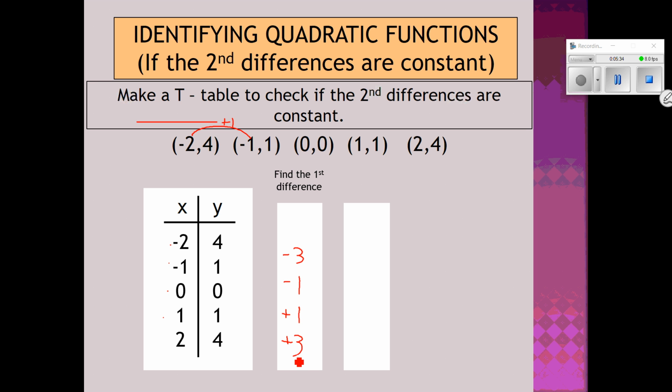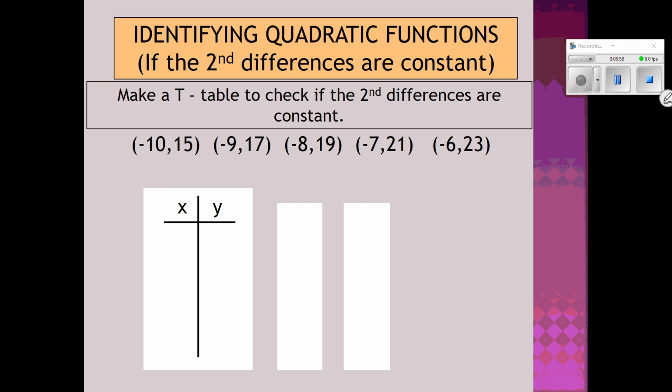Notice that they're not the same. To go from a -3 to a -1, you do +2, and it's +2, and it's +2. So that would be a quadratic. A quadratic function because the second set is constant.